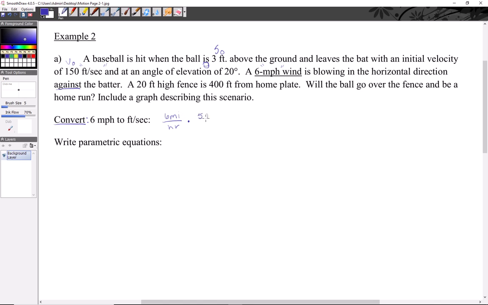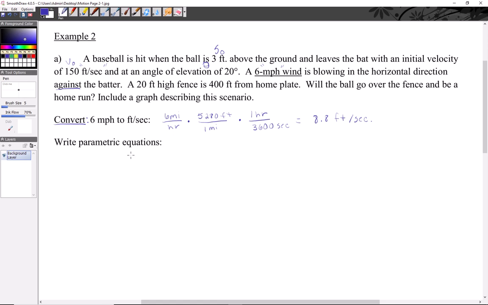So 5,280 feet per 1 mile. Miles are going to cancel. Then 1 hour is composed of 3,600 seconds. Hours will cancel, miles will cancel, and we should have feet per second. So this will be just about 8.8 feet per second. Then it says, write some parametric equations.